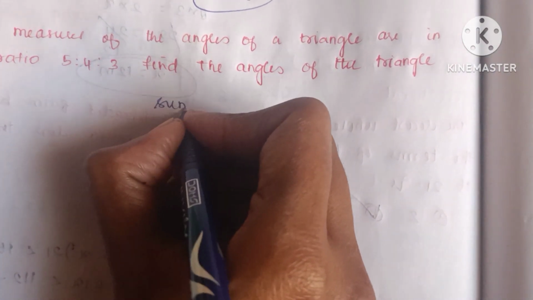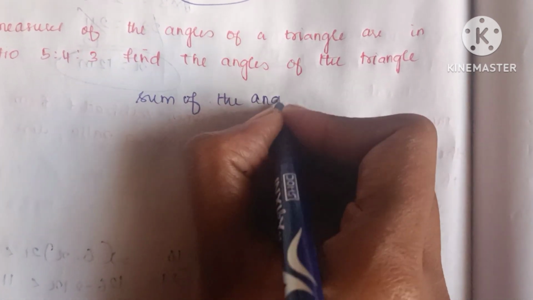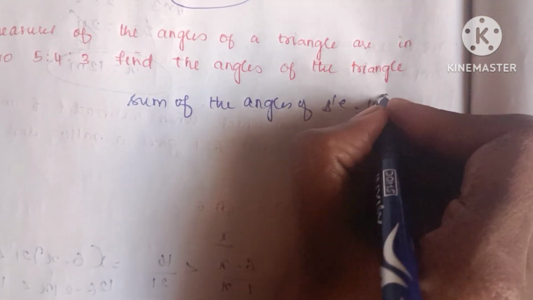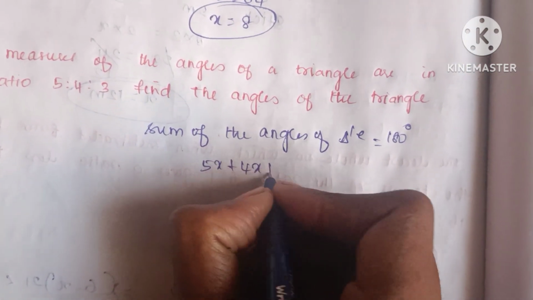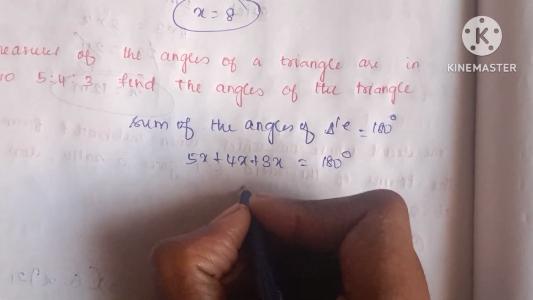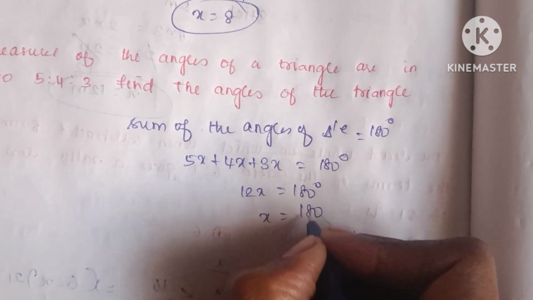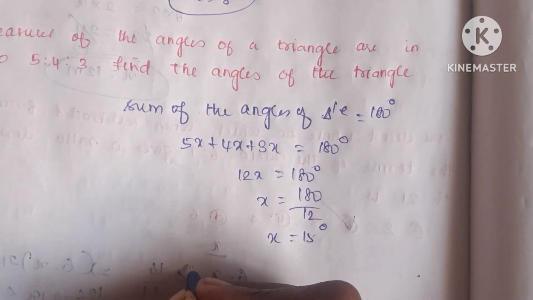Sum of angles of triangle is equal to 180 degree. அப்போ இங்கே 5x plus 4x plus 3x is equal to 180 degree. அப்போ 12x is equal to 180 degree. X is equal to 180 divided by 12. X is equal to 15 degree.